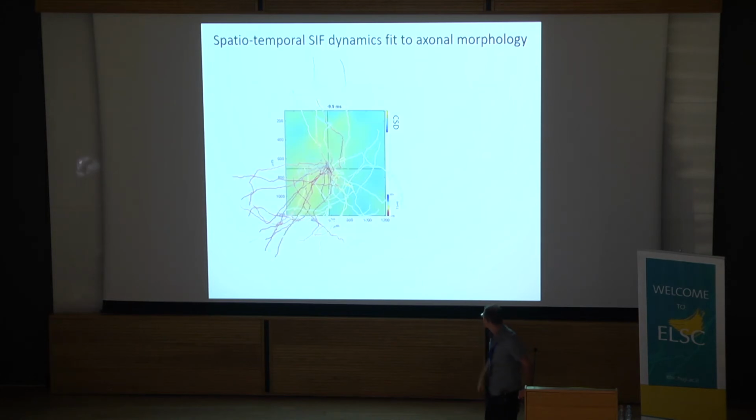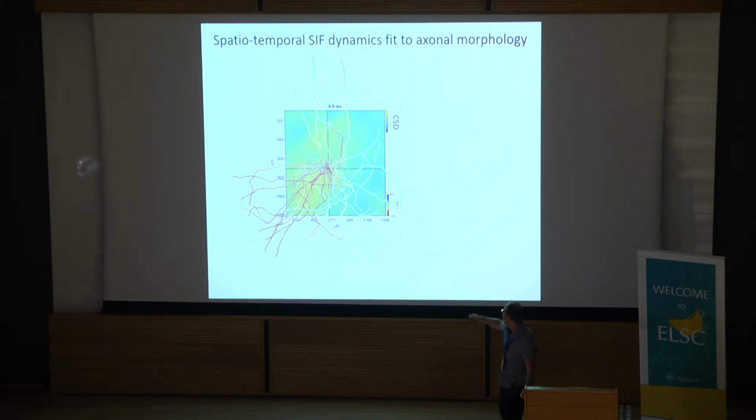Now, to prove that, what we need to do is to really verify this correlation between morphology and activity. So to do that, we actually have to register these two data sets. This is not trivial, but we found a way to do it by tracking blood vessels. And this is the result.